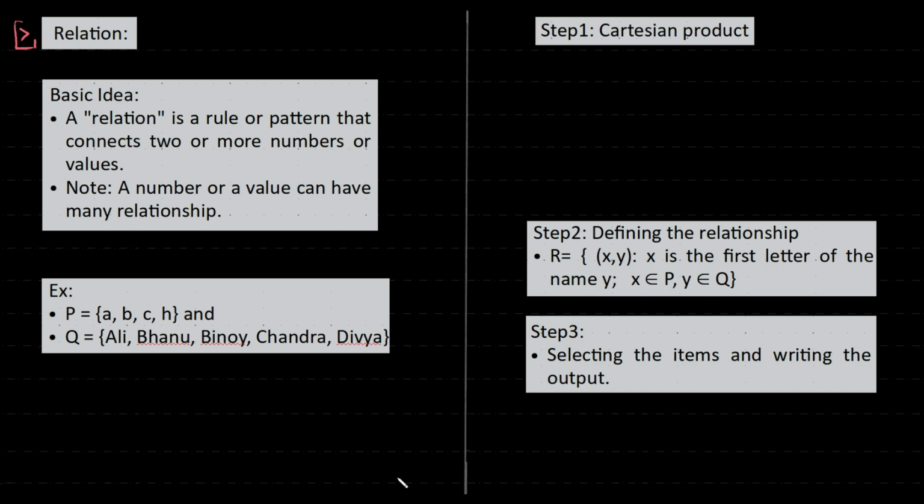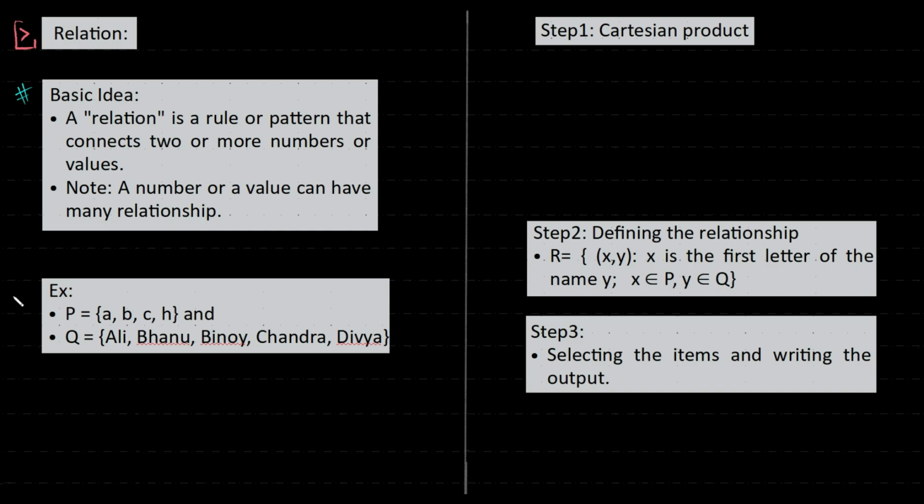Now we are selecting the ordered pair. How are we selecting? By using a particular rule, and this is known as relation. So the basic idea under relation is that a relation is a rule or a pattern that connects two or more numbers or values. A small note: a number or a value can have many relationships.